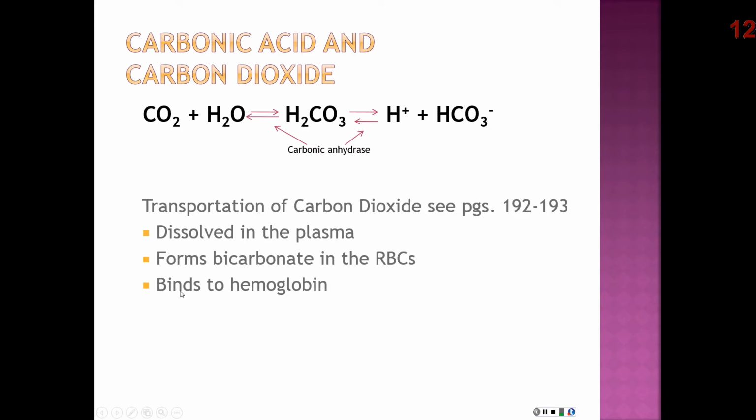Some of it moves into the red blood cells to bind directly to hemoglobin, and the formation of bicarbonate in this equation right here that I mentioned earlier, this process happens also inside red blood cells. So the majority of carbon dioxide diffuses all the way into the red blood cell and does one of two things. It either binds directly to hemoglobin. It does not bind in the same place that oxygen binds to hemoglobin.